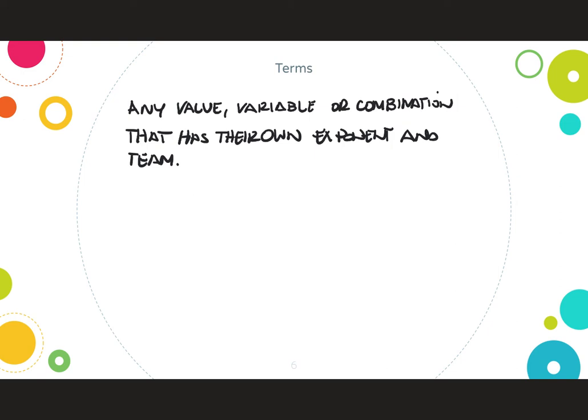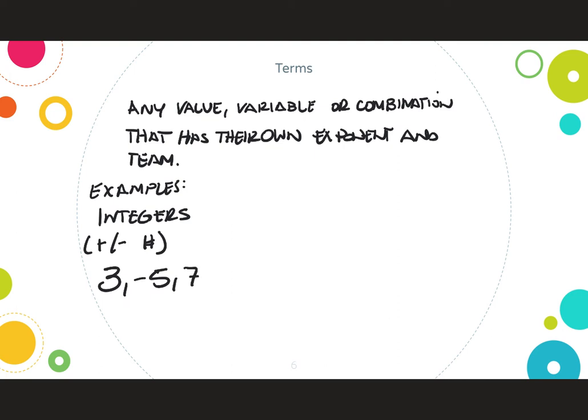So if we have integers, examples would be integers, which you should know are positive and negative whole numbers. So like 3, -5, 17, right? Those would be an example of a term. That is a term, that is a term, that is a term. A lot of times we put the negatives in parentheses so you know.